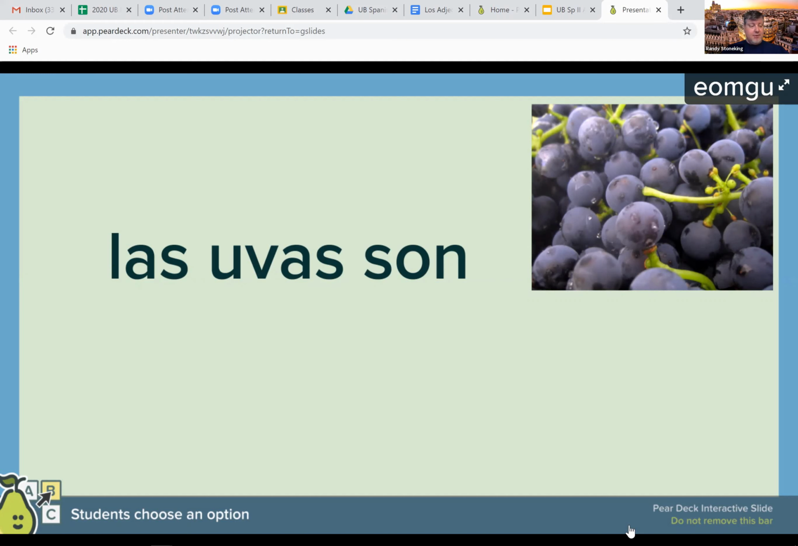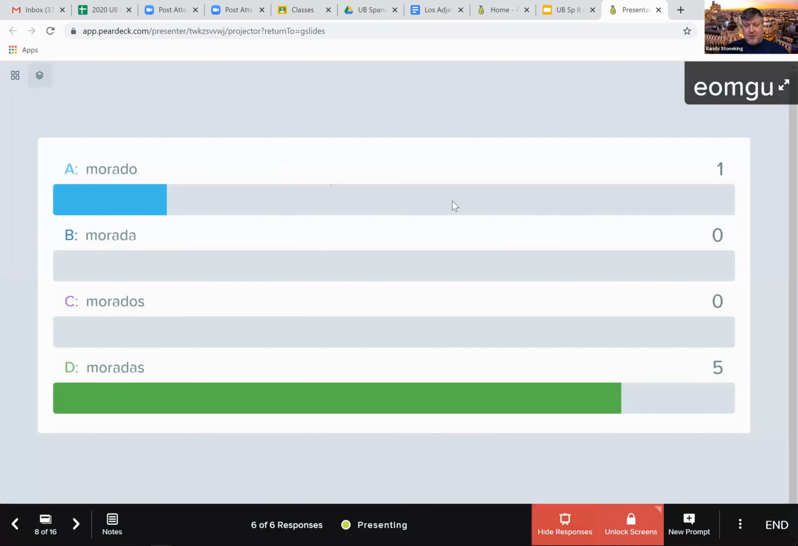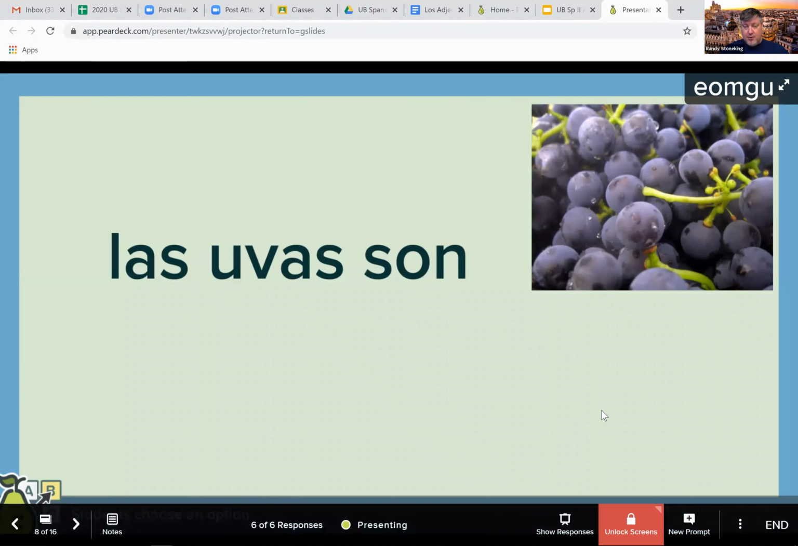So las uvas son means the grapes are. Which word would we choose to go with it? Five, four, three, two, one. Las uvas son. Okay, let's hide the response for just a sec. So las uvas son. The color is what we're looking for there. So that gets us to purple, morado.